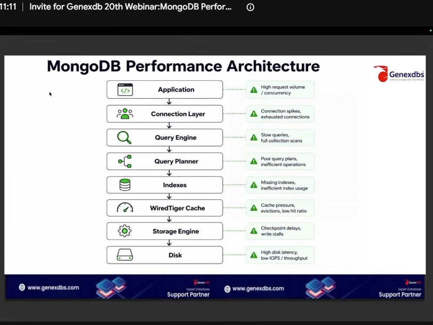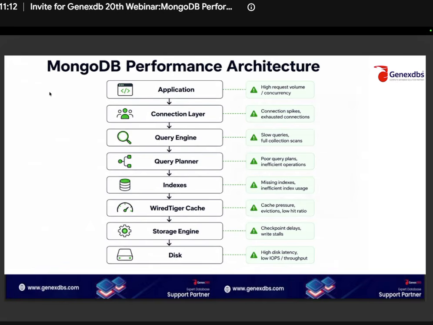Before correlating the metrics, first we have to understand how MongoDB processes a request. So here we can see the MongoDB performance architecture. Here we can see different layers: application layer, connection layer, query engine layer, query planner layer, indexes layer, WiredTiger cache layer, storage engine layer, and disk layer. Every layer can have an influence on application performance.